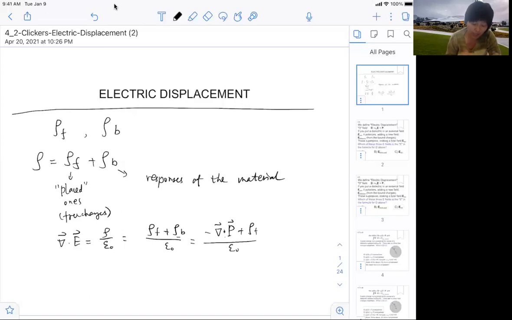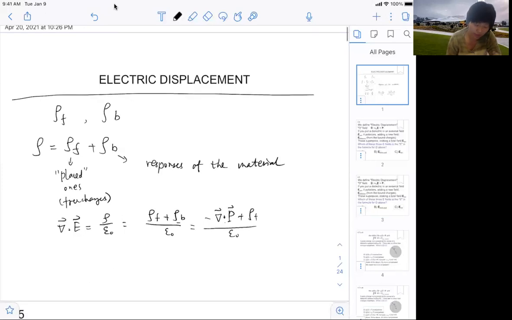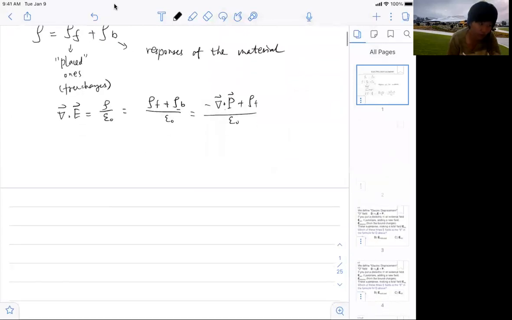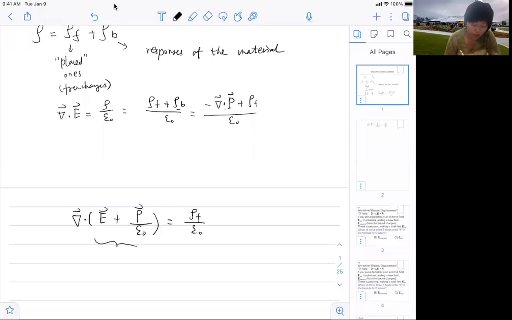So you can see now we have a divergence on the left-hand side and a divergence on the right-hand side. We can move them together. Okay, so a few more steps. What we'll do is put E and P over epsilon naught together, and that's going to equal rho free over epsilon naught.